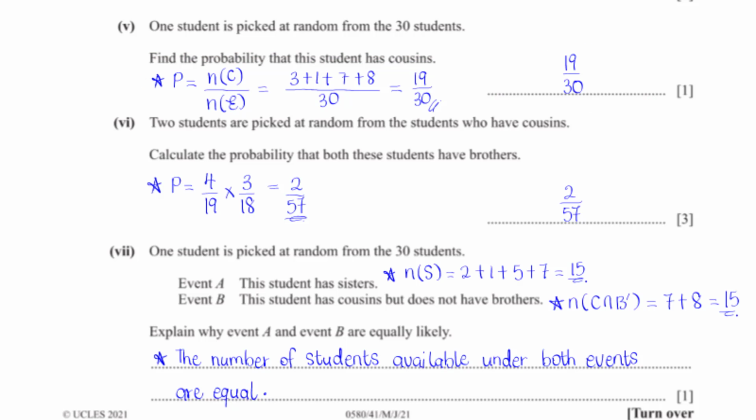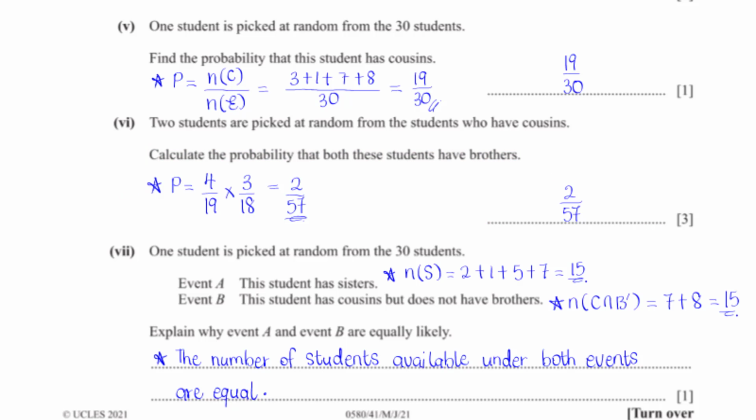Two students are picked at random from the students who have cousins. Calculate the probability that both these students have brothers. So the number of students who have cousins is equal to 19, and the number of students who have a brother and a cousin is equal to 4. And so in the first case, we have a probability of 4 over 19. And during the second pick, this number reduces, and so we have 3 over 18. And so to find this probability, we have 4 over 19 times 3 over 18. And when we type this into the calculator, we get 2 over 57.